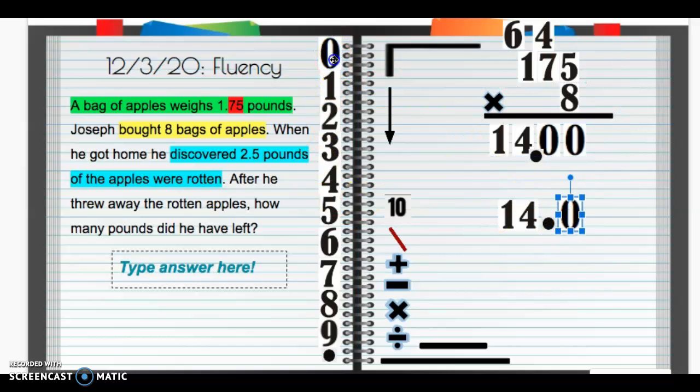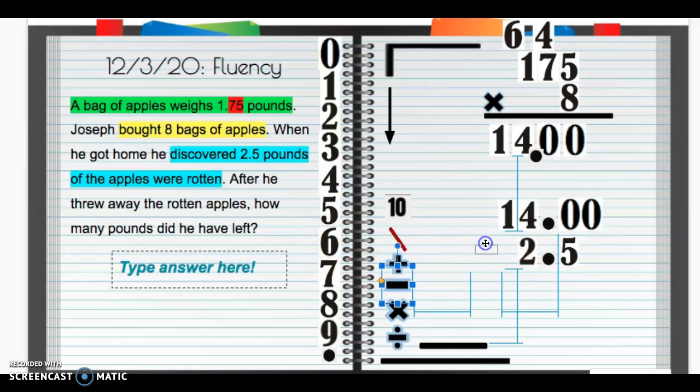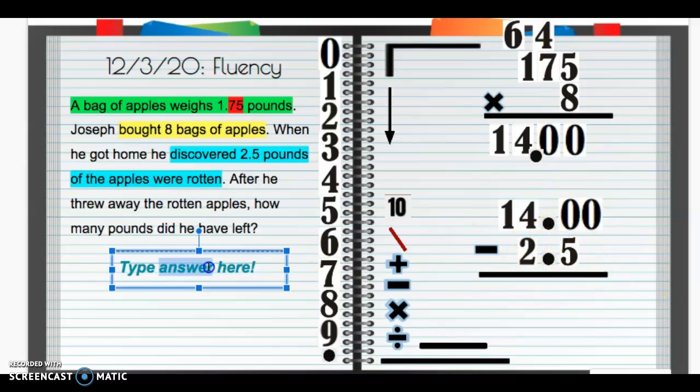So you need to subtract now 14 minus 2.5, and when we subtract, we line up our digits and our decimal point based off the place value. So you subtract it, and then that will be your answer once you've subtracted. And you can type your answer in here once you are done. And if you need to, place another 0 below this 0, so you have your place values lined up. Okay, when you subtract that, then you'll get your answer. Good luck.